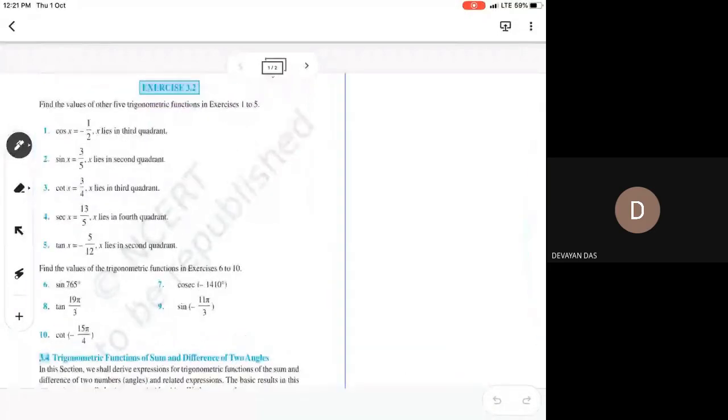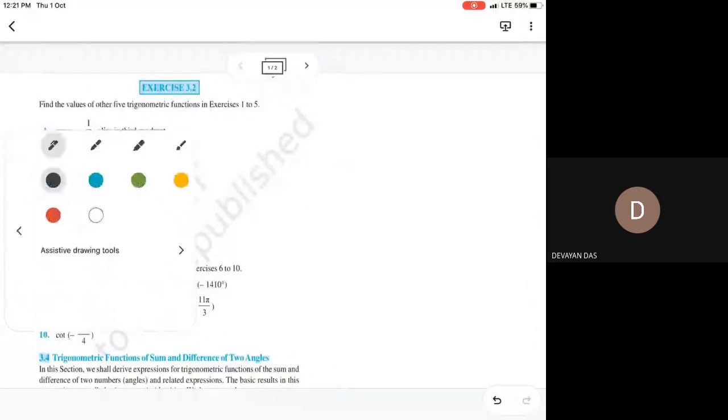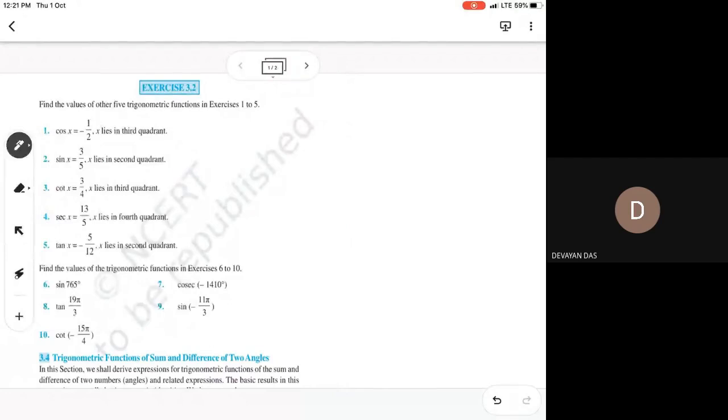So the first exercise, 3.2, you see here. The question is given to you. Find the values of the five trigonometric functions. And the first question is given to you: cos x is equal to minus 1 by 2, and x lies in the third quadrant.